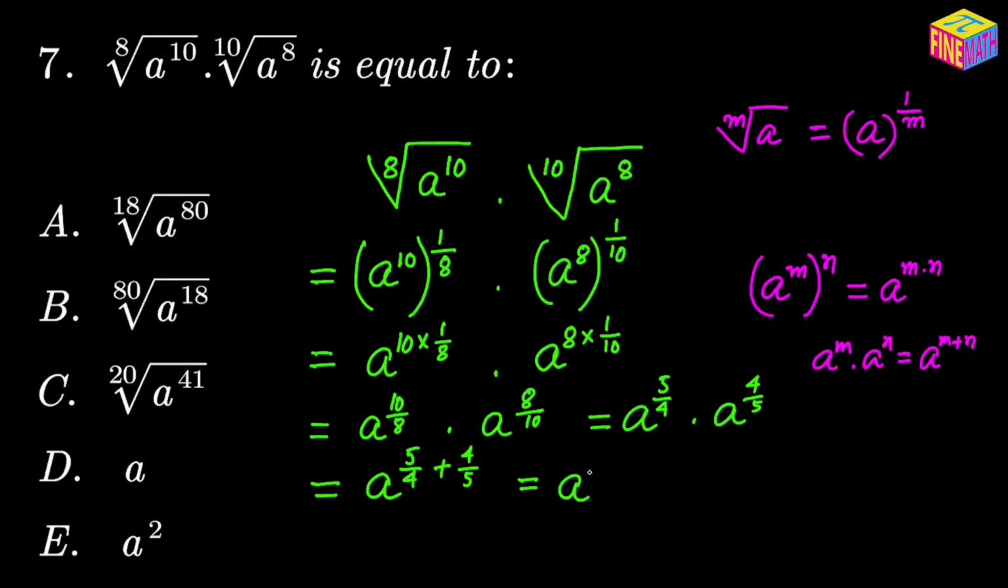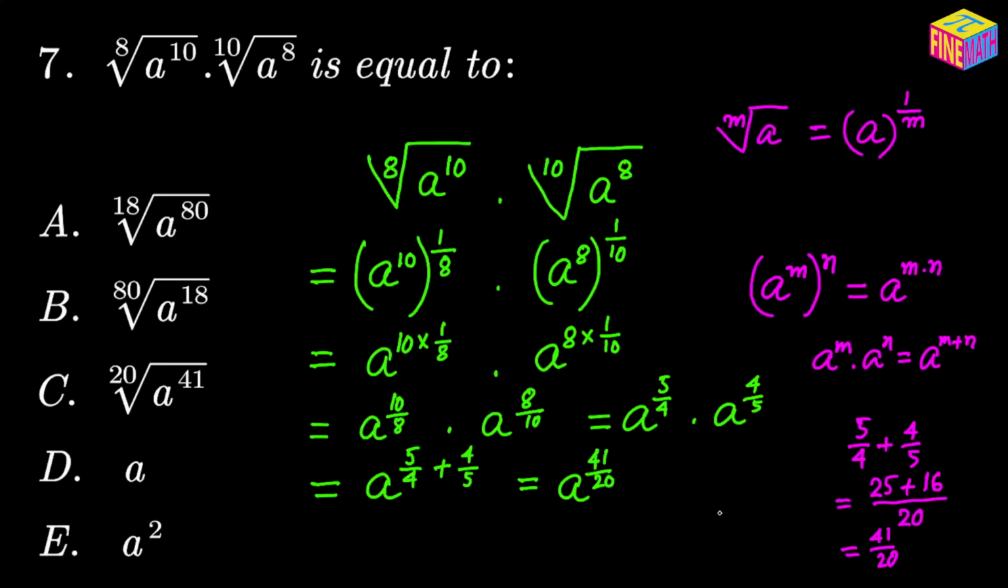Let's do the addition on the side here. 5 over 4 plus 4 over 5 is equal to, the LCM would be 20, so 4 5s are 20, and then 5 5s are 25, and then plus 5 4s are 20, and then 4 4s are 16. So that would be 25 plus 16, which is 41 over 20. Now we've got a to the power 41 over 20.